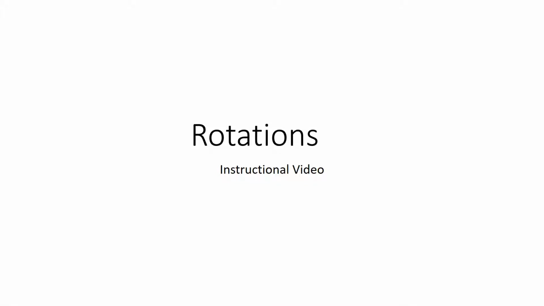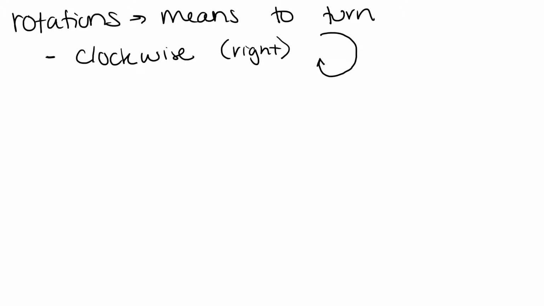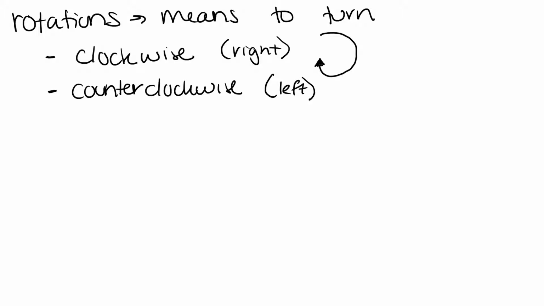This is an instructional video on how to solve problems involving rotations. The word rotations, or sometimes it's just simply rotate, means to turn. And you can turn two directions. You can turn clockwise, which is to the right, and you go in a circle. Or you can go counterclockwise, which is the opposite direction. That would be to the left, again in a circle.